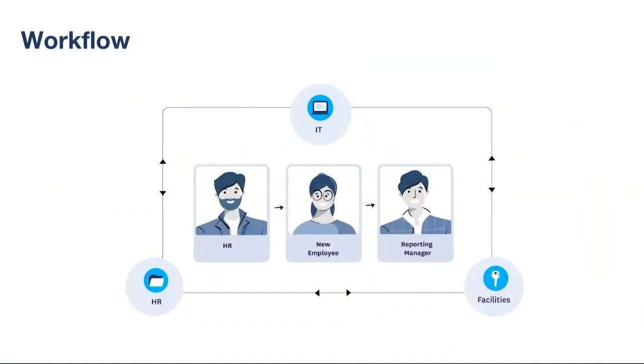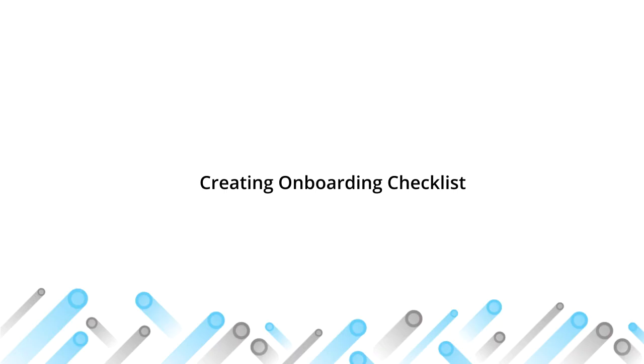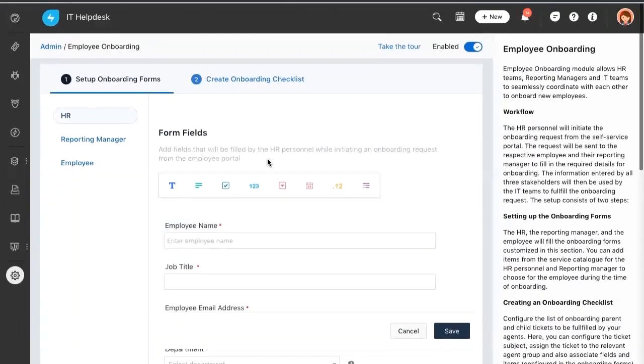Since multiple teams and agents will be involved in fulfilling the onboarding requests, the most efficient way to handle this is using multiple child tickets. Let's see how to configure this.